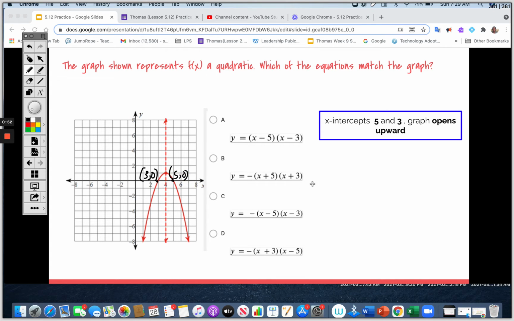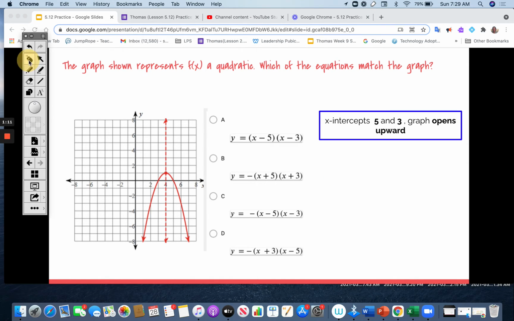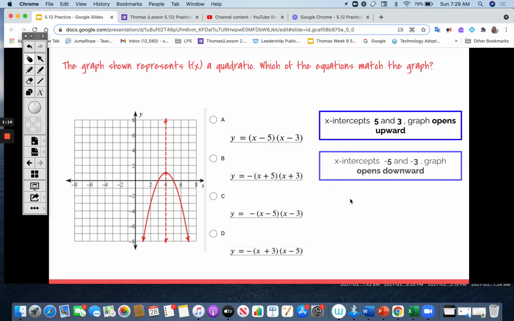Next, when I examine B, there is a negative in front, so that tells me that my graph is going to open downwards. However, my x-intercepts, what values of x would make these factors 0? So this would be a negative 5 and a negative 3. So this is opening downwards, but the intercepts are not correct. The previous one was opening upwards, and so that would not match my graph.